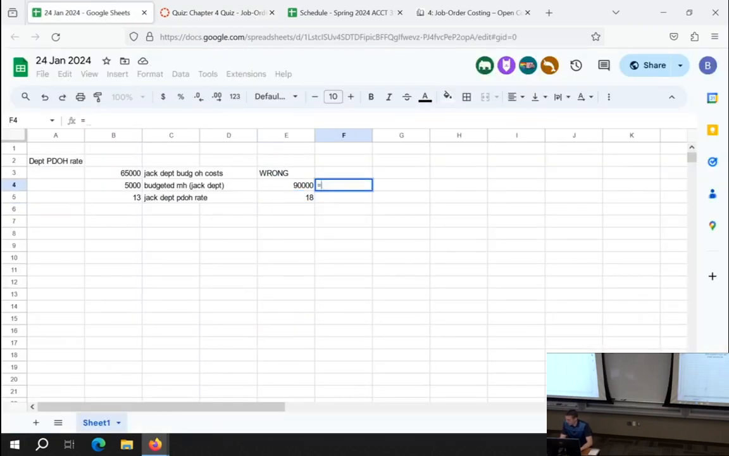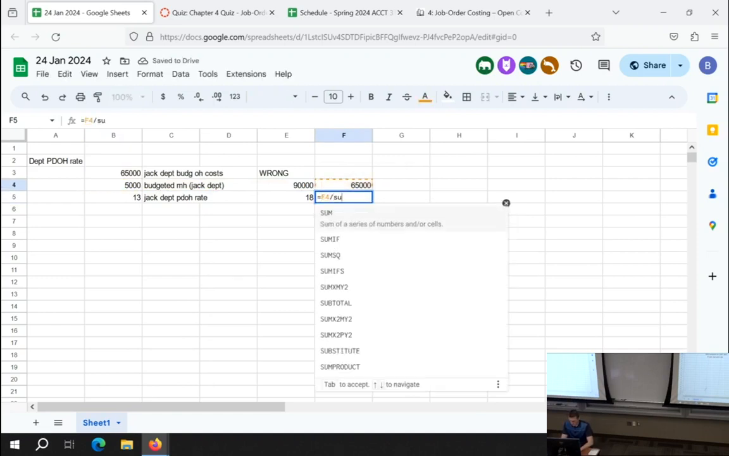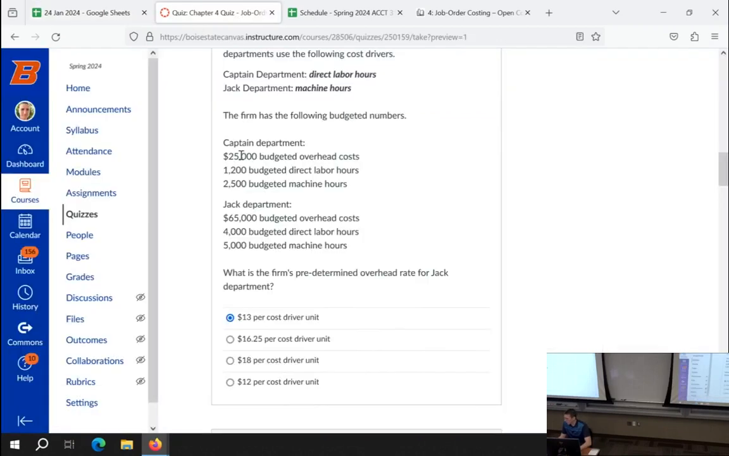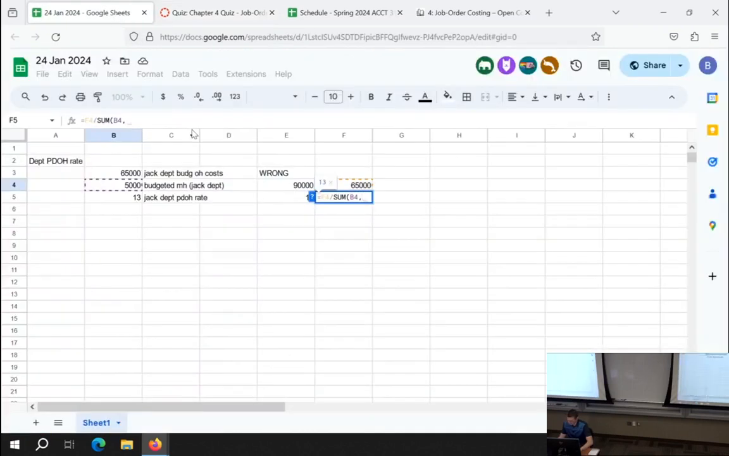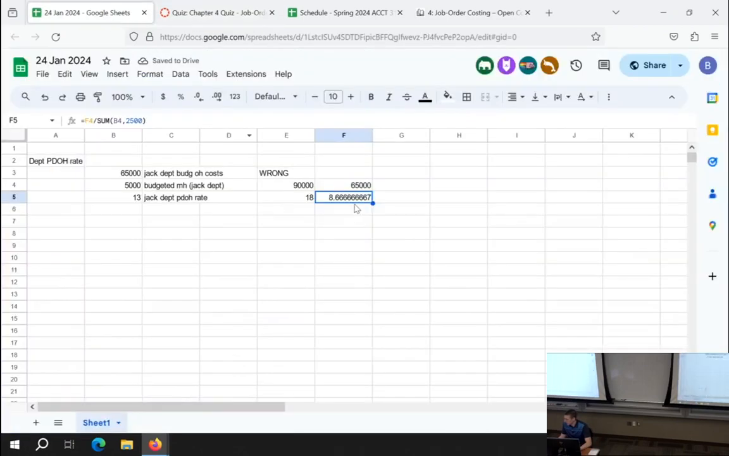You could try to sum the machine hours. We'll just do that, and we'll say equals this divided by the sum of the 5,000 from Jack Department. I should add these machine hours in too, which is incorrect. Don't do that. So we could get that number wrong that way. I didn't quite put that as one of the distractors, but that's one way you could do it.